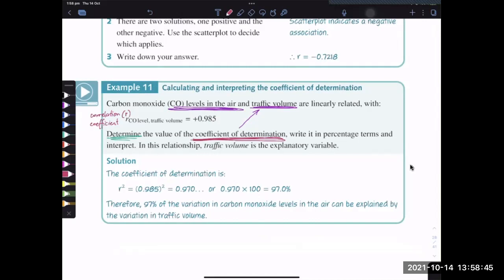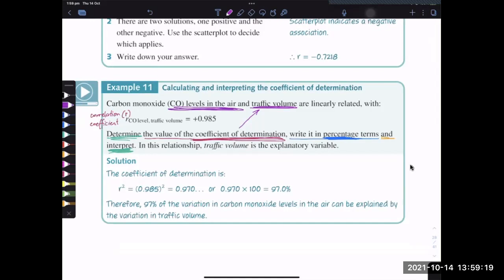Okay, there's a condition here, there's a circumstance. Write it in percentage terms. I'm just going to do this first and then bold it here. And we also have to interpret as well. So there's a couple of things we have to do here, and there's also some preamble as well.